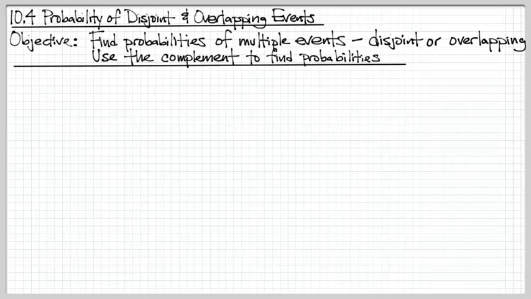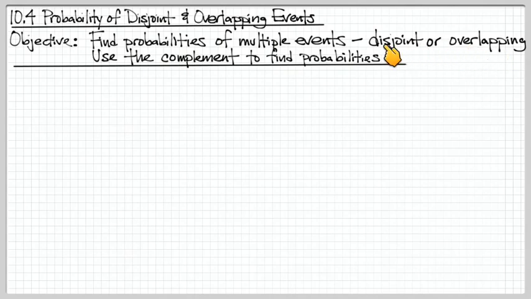Okay, in this lesson we'll be looking at probabilities. We're going to be looking at what we call disjoint and overlapping events. So we're going to be looking at multiple events, probabilities of more than one event, and there are different kinds of multiple events. We could have disjoint events and overlapping events.